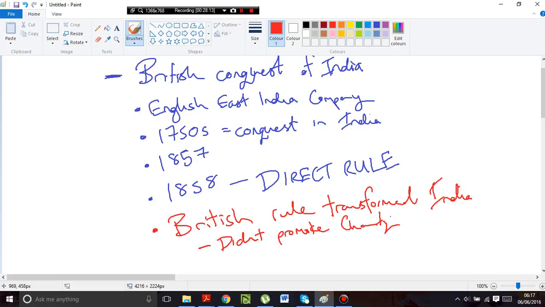Like they stopped widows from throwing themselves onto the burning remains of their husbands, which was very common in India. The widows would throw themselves onto the fire where their husbands' remains were getting burned. They stopped that. They stopped infanticide as well. And they built English-style schools for the Indian elites.